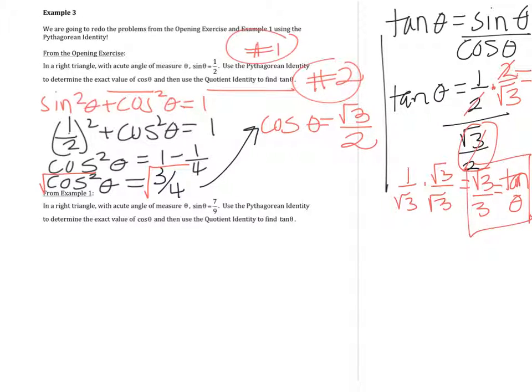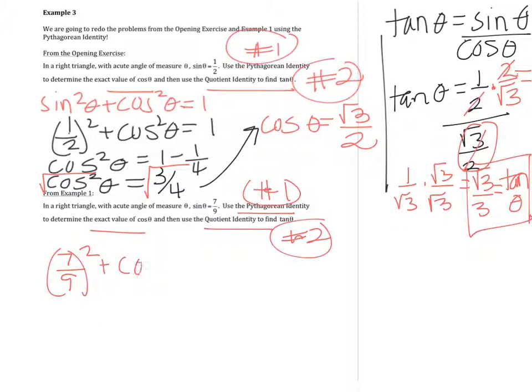So the next one. In a right triangle with the acute angle of measure theta, sine of theta is equal to 7/9. Use the Pythagorean identity to determine the exact value of cosine of theta, and then find the quotient identity for tangent of theta. So we're going to do the two steps that we did before using the same problem earlier. So sine of theta is 7/9, so sine squared of theta plus cosine squared of theta is equal to 1. I have 49 over 81 plus cosine squared of theta equal to 1.